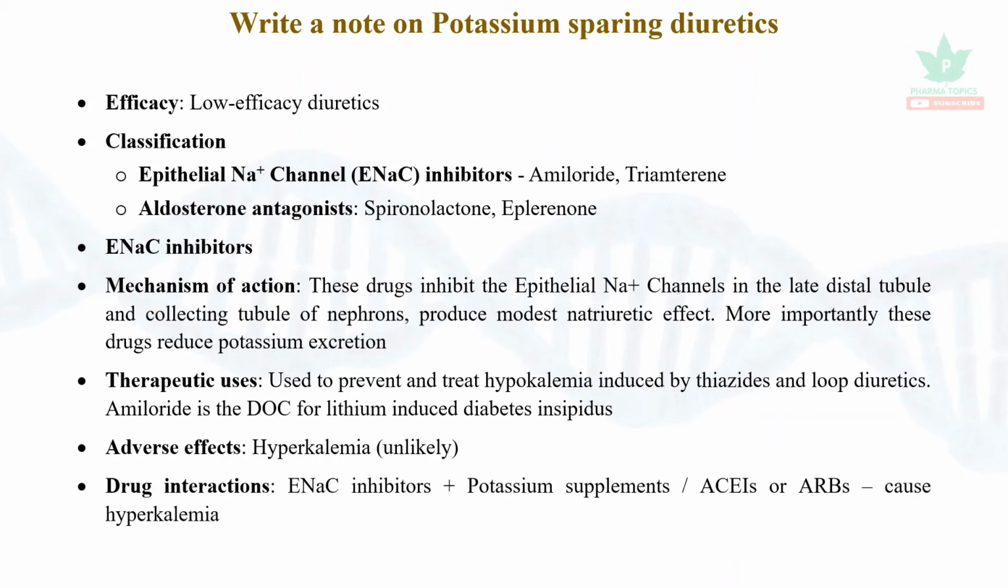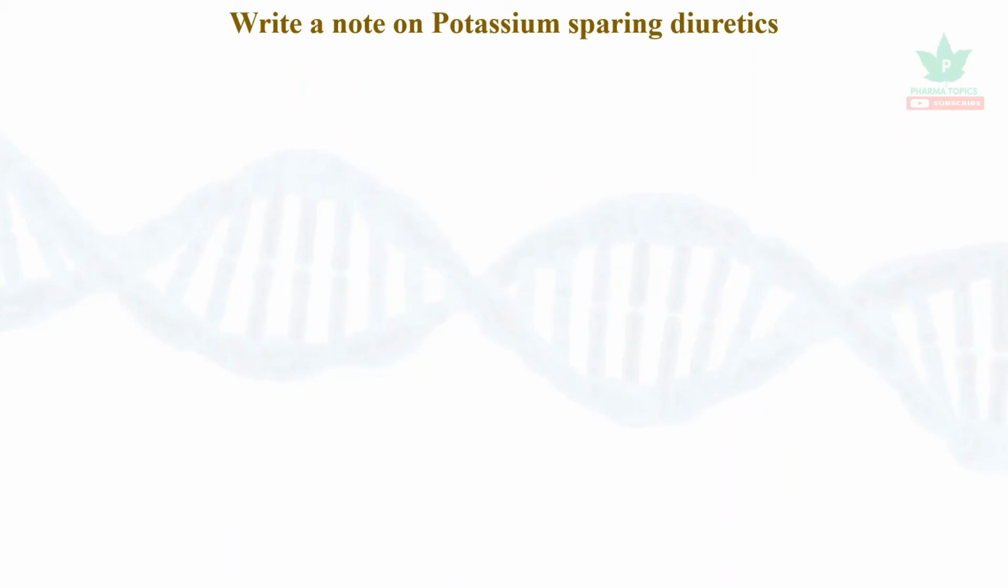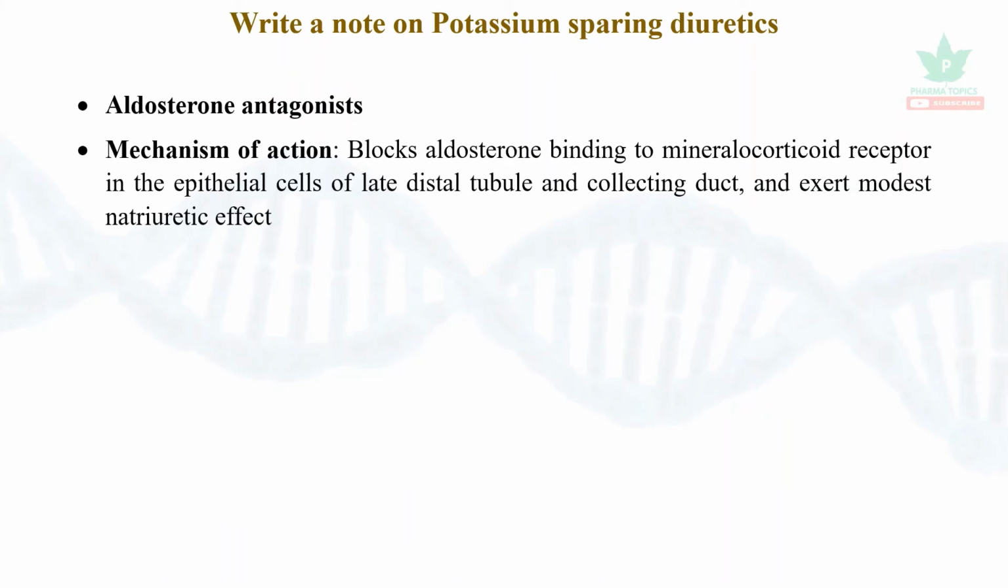Drug interactions: they should not be combined with potassium supplements or angiotensin converting enzyme inhibitors or angiotensin receptor blockers, because it increases the risk of hyperkalemia. Next is aldosterone antagonists. They block the aldosterone binding to mineralocorticoid receptor in the epithelial cells of late distal tubule and collecting duct, which exert a modest or low natriuretic effect.